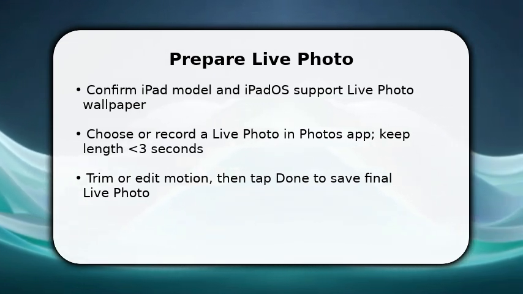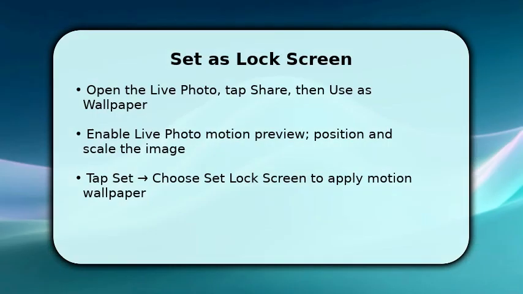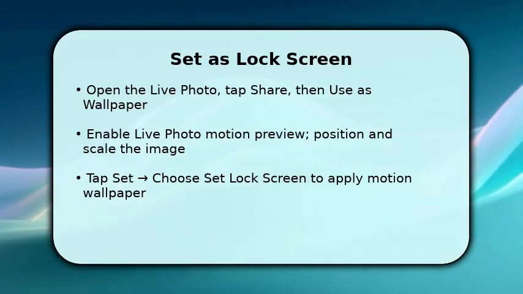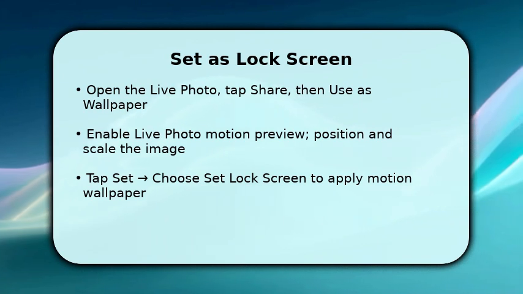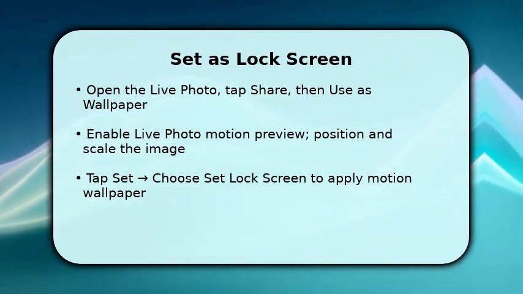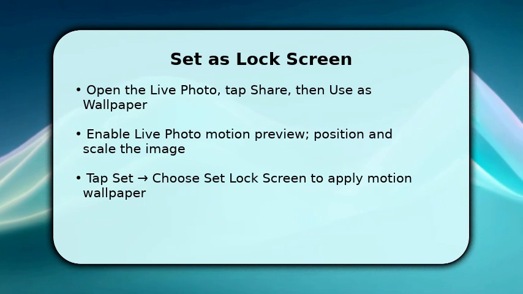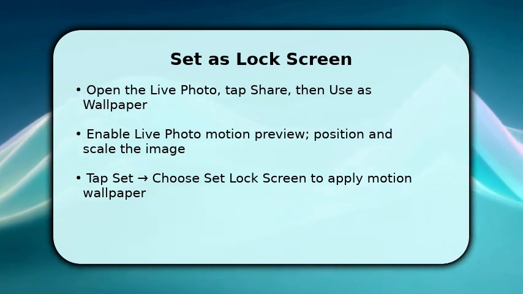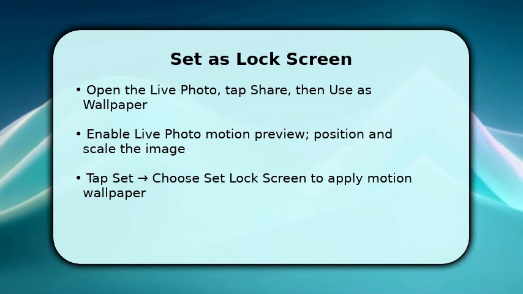Once done, open that live photo and tap the share icon, then select Use as wallpaper. You'll see a preview. Enable live photo motion if it's not already active so pressing will animate. Pinch to zoom and drag to position the subject where it looks best on the lock screen. Maintain full screen coverage to avoid black bars.